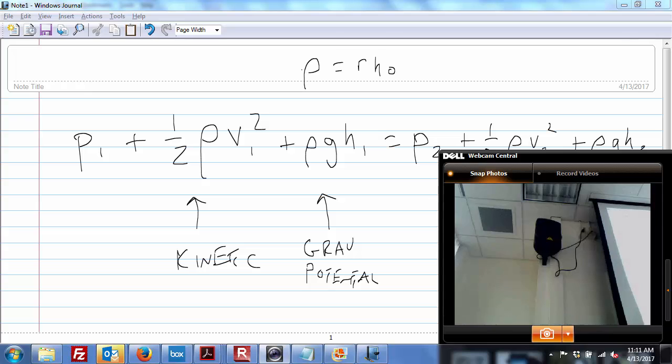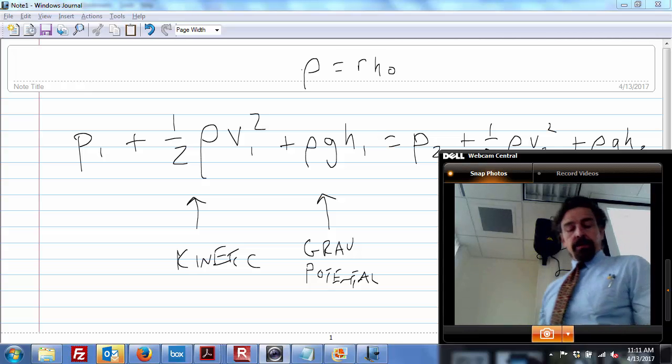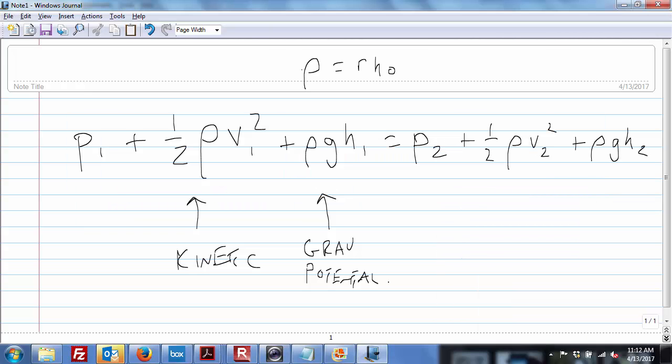What's the first one though? What's that P? What kind of energy is that? This would be potential. It's pressure. You might call it potential. But really it's elastic energy. It's elastic energy.